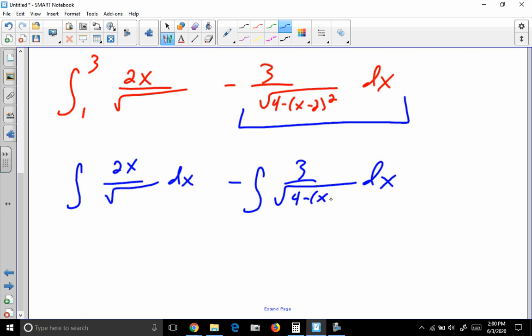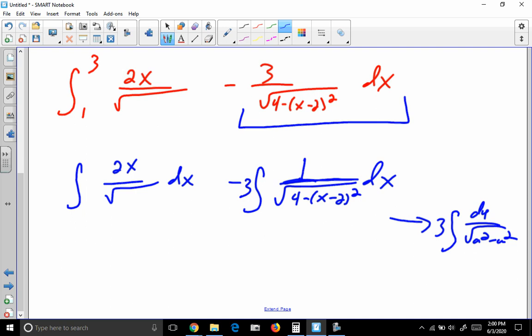So for this one, we just need a 1 on top. So we take that 3 away, we put it out front, and that leaves us a 1 there. So for this one, that's 3 times the integral du over the square root of a squared minus u squared.